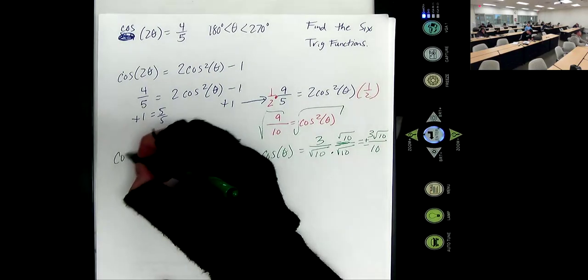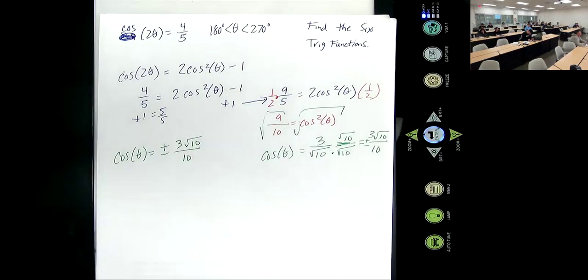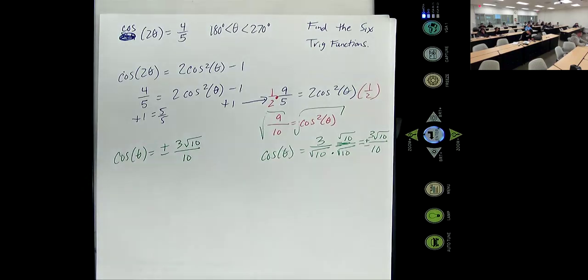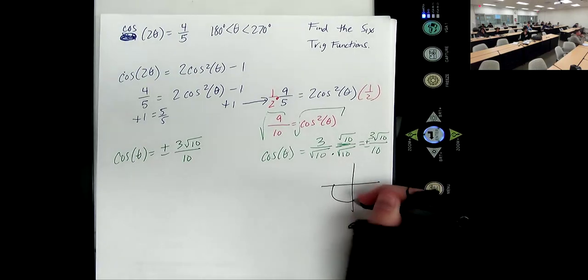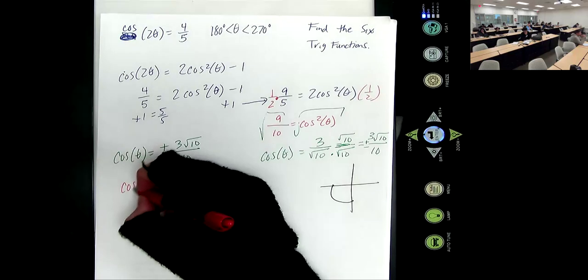So let me write that over here. Can I determine which sign it is? How? It's in quadrant 3. What is the sign of cosine in quadrant 3? 180 to 270 is in this region. Cosine's negative.